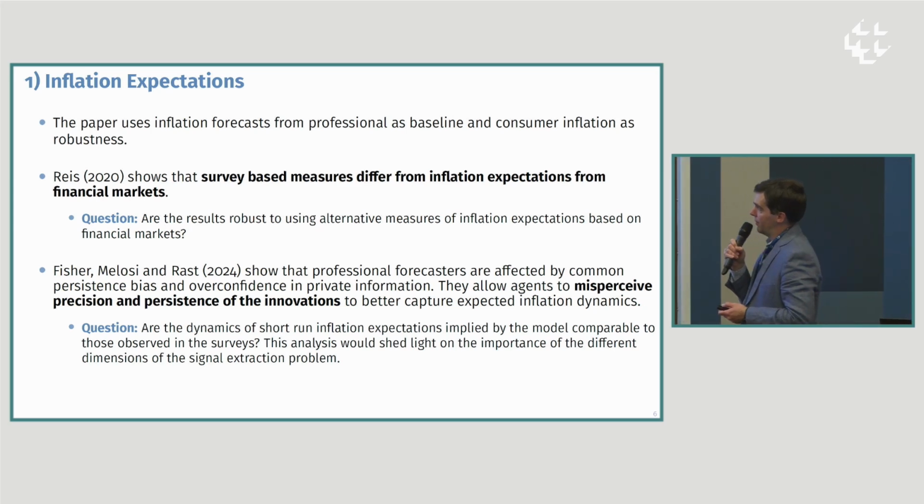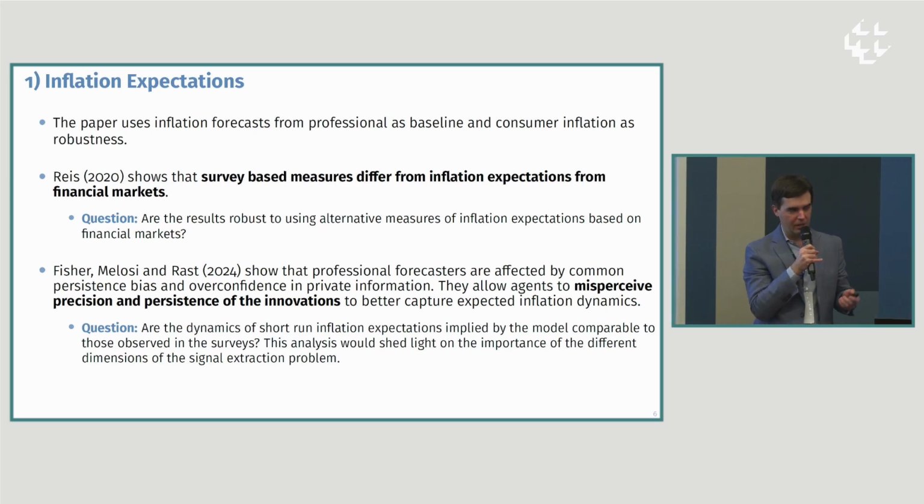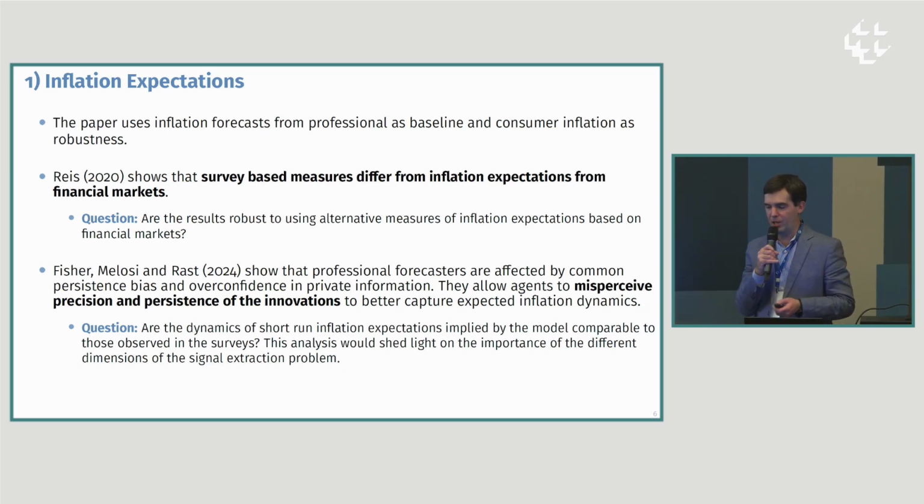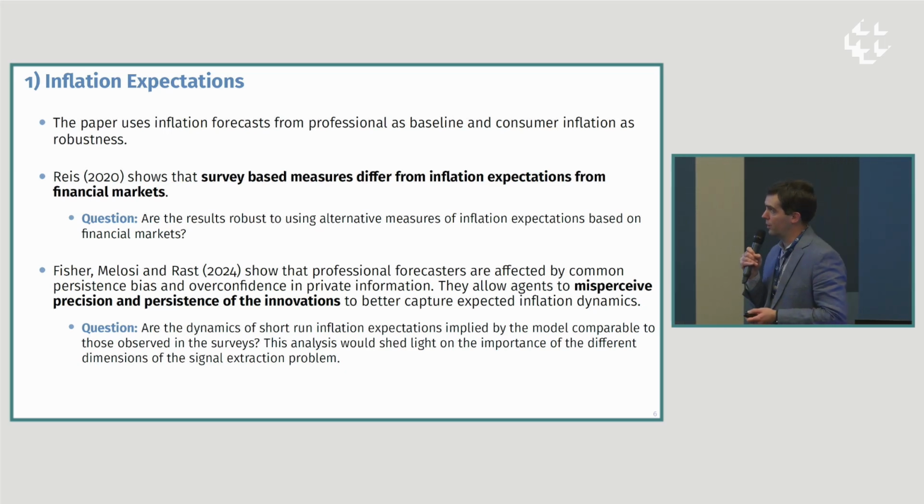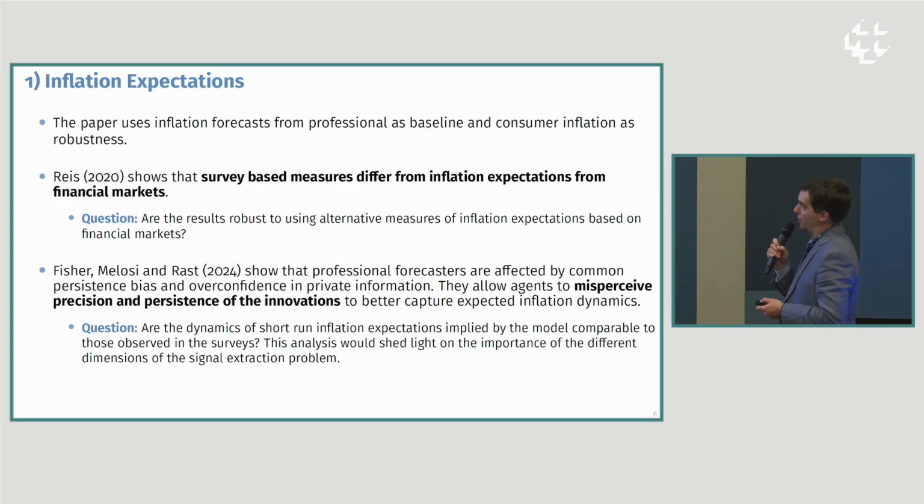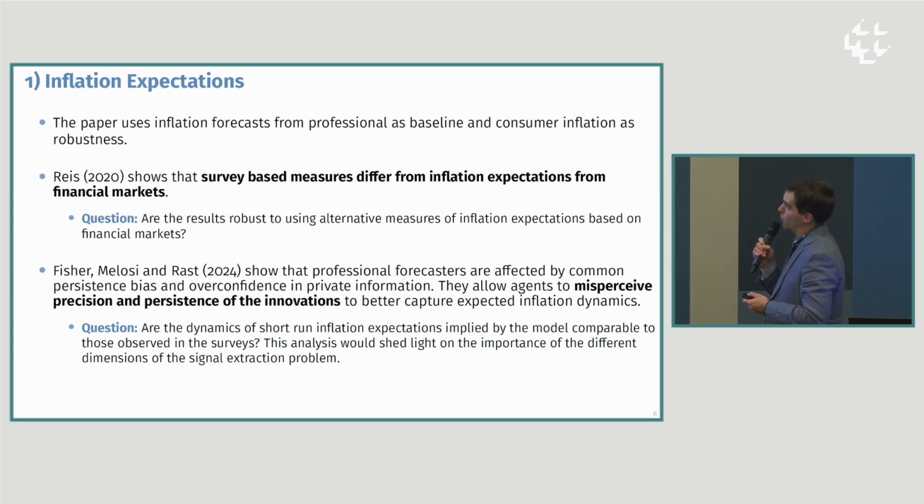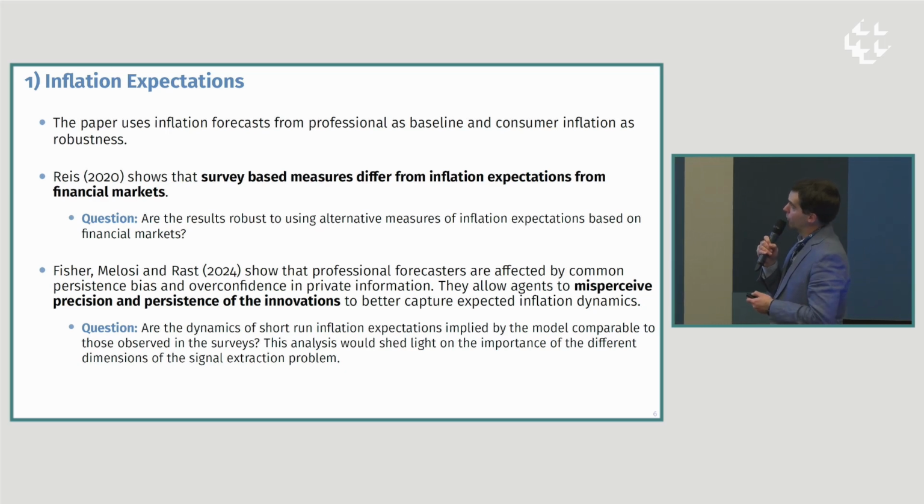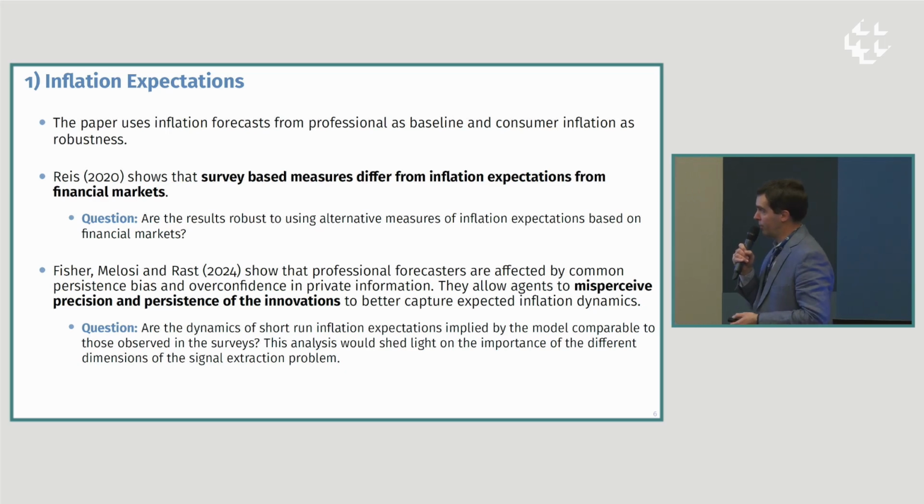So the paper, as Peter explained before, has this New Keynesian model. He just gets observables to estimate the model. He does a full Bayesian estimation of the model. And as we can see, in this estimation he uses inflation forecasts from professional surveys, and also consumer inflation surveys as forecasts, as a robustness for this exercise.